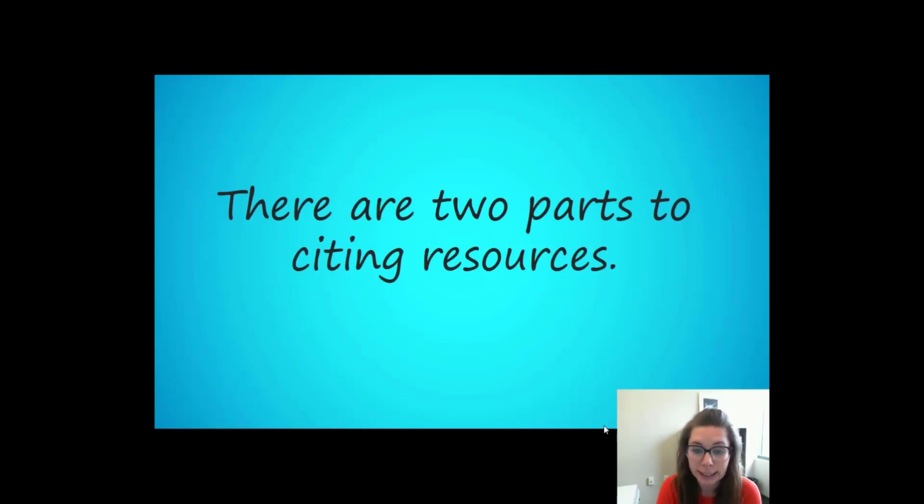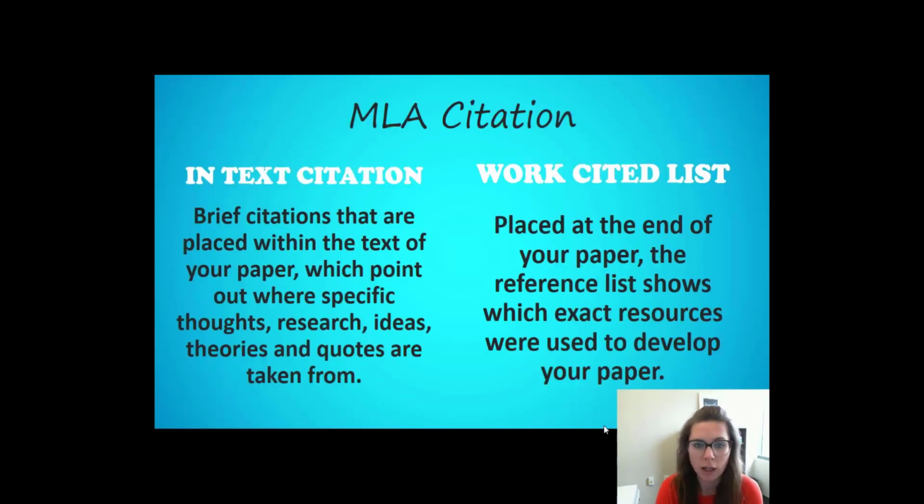So there are two parts to citing resources. And this is specifically for MLA citation. You have the in-text citation and you have the works cited list. So the in-text citation is just the brief citation within the research paper. And that follows any sort of direct quote, any sort of argument, any sort of theory that needs to be cited. And right after you paraphrase that information or you do a direct quote, there needs to be a brief in-text citation that lists the name of the author and the page number, which we'll get into in a little bit.